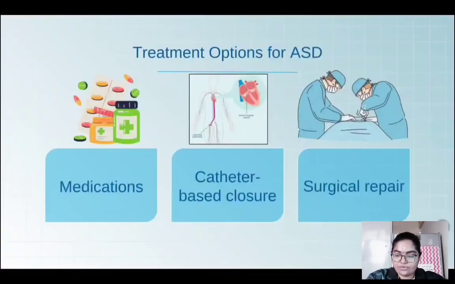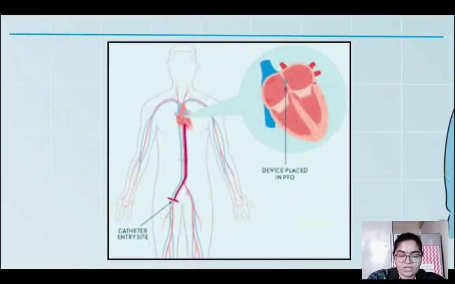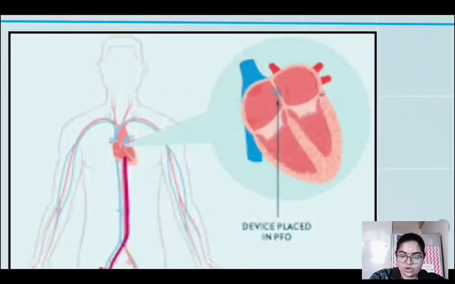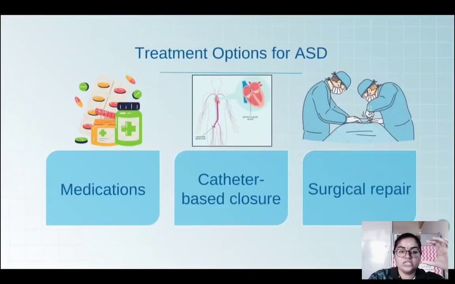So there are a few treatments that can be done to overcome ASD, such as medication, or when the opening is small, we can just go through further follow-ups, where it will close on its own. Then we can do catheter-based closure, where you can see from the picture, a small tube or catheter will be inserted through the blood vessel to close the opening between the right atrium and the left atrium. When the opening is big or large and it can cause a severe effect to the patient, we have to do open heart surgery to overcome this.